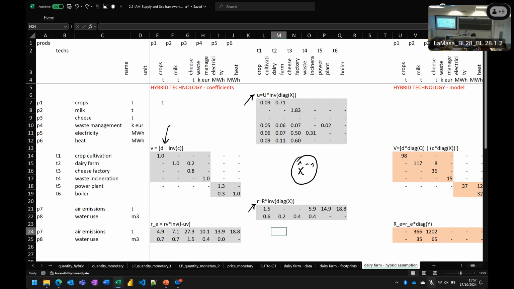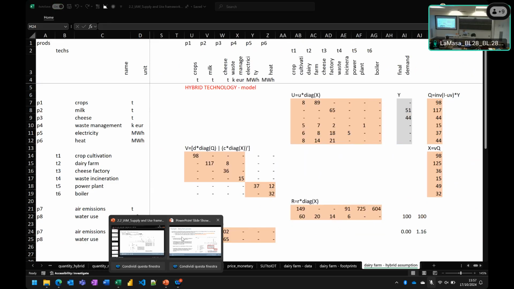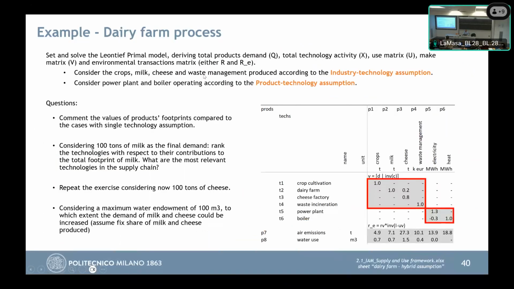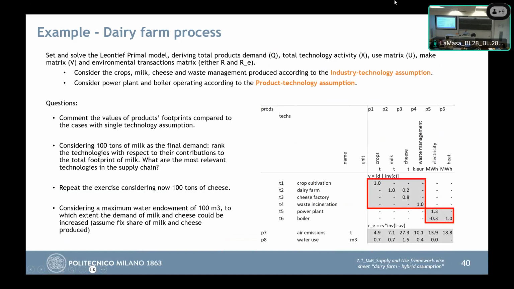Since time is running, I would just comment on the results that I got from the other questions, okay? Just pay attention to the slides, guys, so we can end the lecture. There are some questions here. First there is a comment on footprints compared to the previous values of the footprint. Of course, footprints will be different because we have changed the technology assumption.